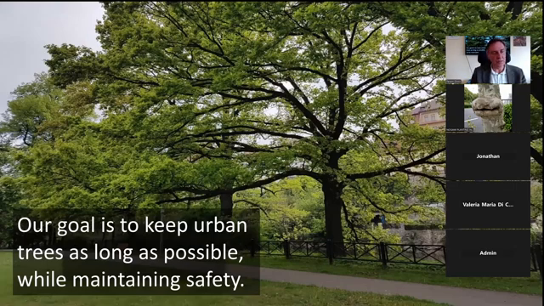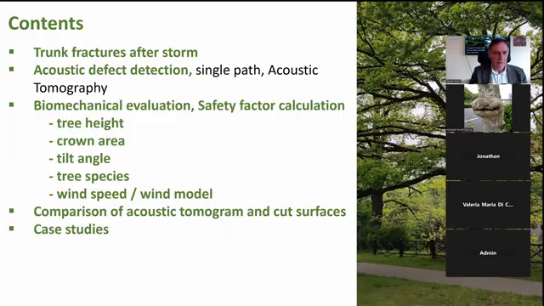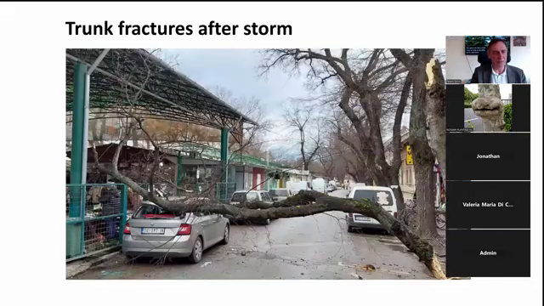And our company mission is keeping urban trees as long as possible while maintaining safety. So in this talk we will focus on the biomechanical evaluation and safety factor calculation: how the tree height, crown area, tilt angle, selected tree species, wind speed, and wind model influence the result, and how to interpret it.